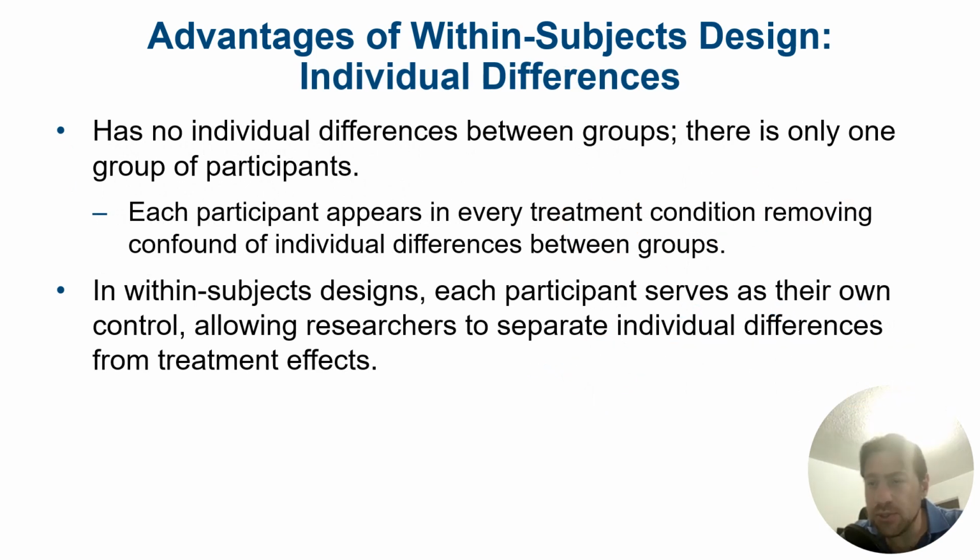The next advantage is that within subject designs eliminate the confounding variable of individual differences, which is a primary concern for between subjects designs. So recall, with between subjects designs, if your groups differ in characteristics like intelligence or age or personality, these differences can confound the treatment effects. And we've talked at length about this.